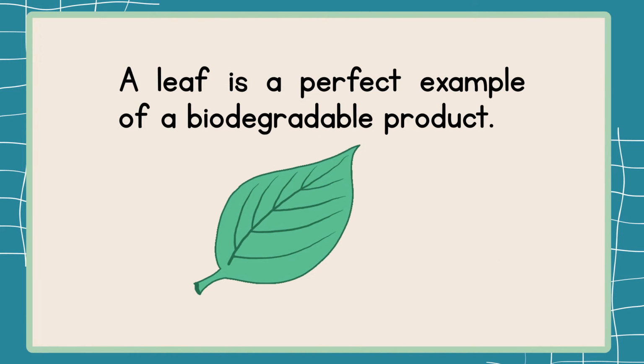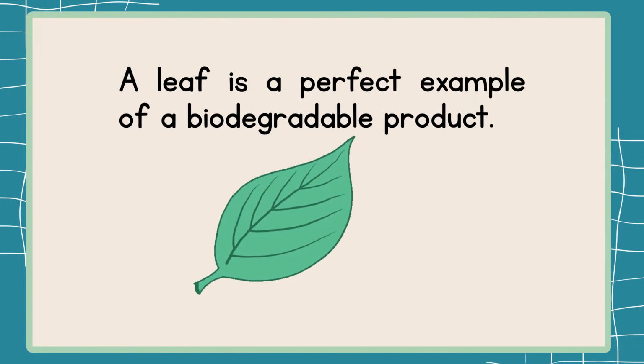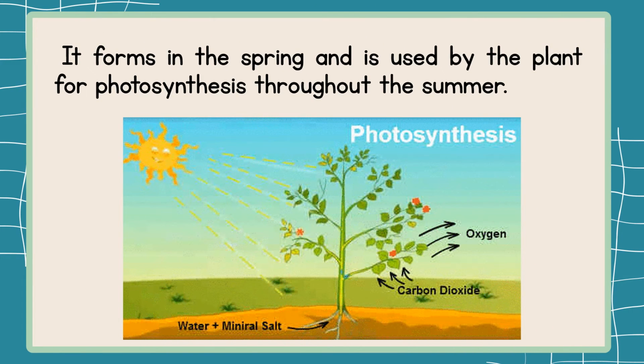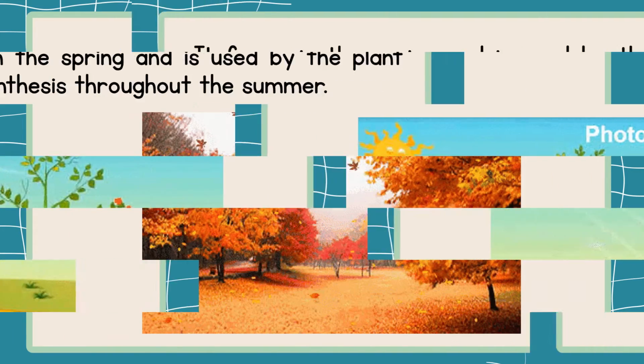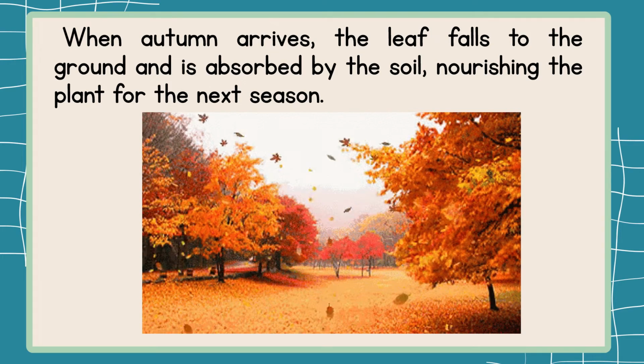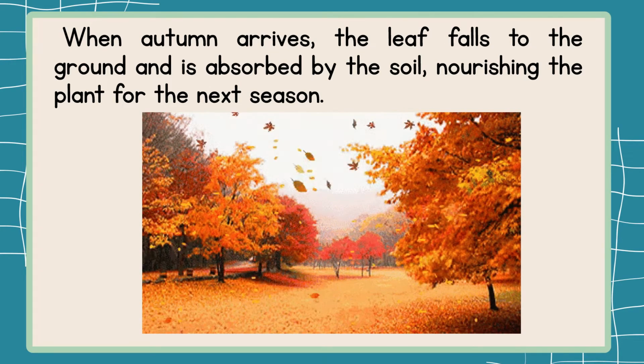A leaf is a perfect example of a biodegradable product. It forms in the spring and is used by the plant for photosynthesis throughout the summer. When autumn arrives, the leaf falls to the ground and is absorbed by the soil, nourishing the plant for the next season.